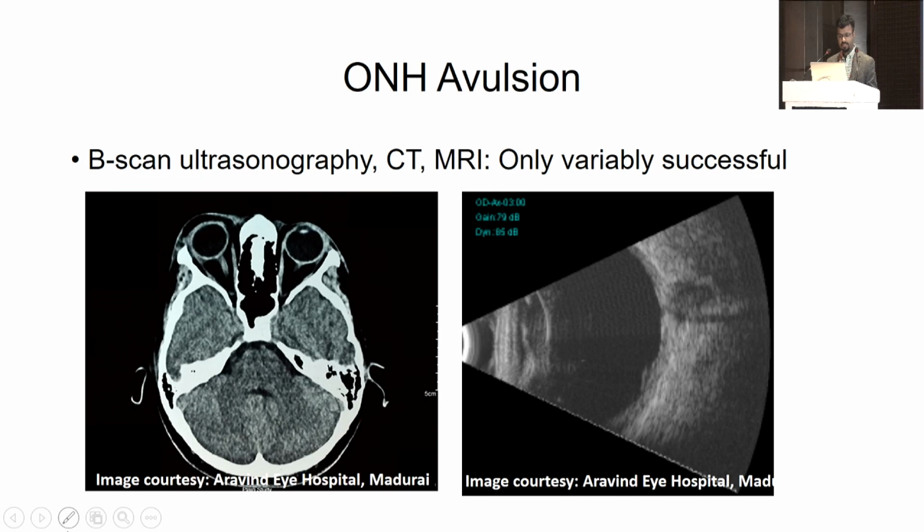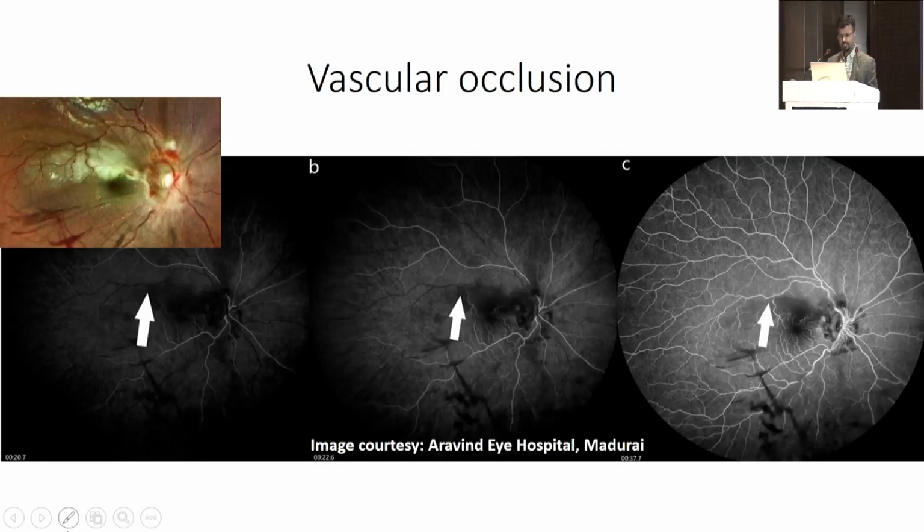B-scan ultrasound, CT and MRI are only partially successful. It can also lead to vascular occlusion, most commonly CRAO.